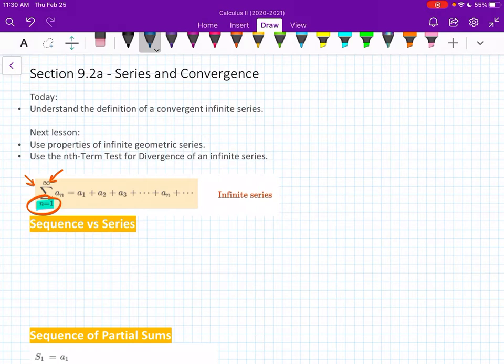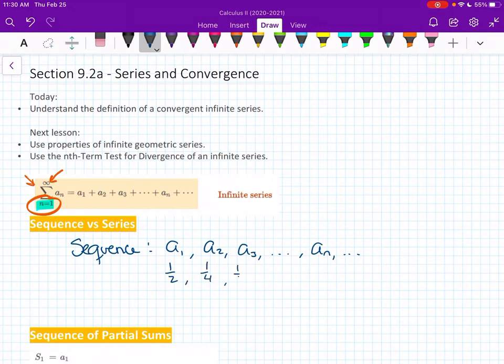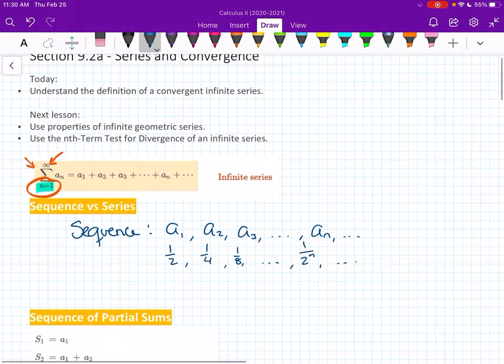So last lesson and before we've been talking about sequences. So what is a sequence versus a series? A sequence is just a list of numbers. So a sequence might be a sub 1, a sub 2, a sub 3, so on and so forth. And perhaps it's 1/2, 1/4, 1/8, right? So on and so forth, 1 over 2 to the n, and it continues.